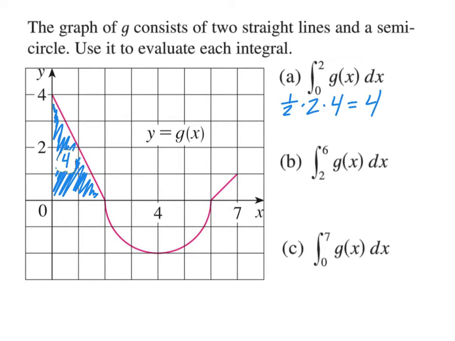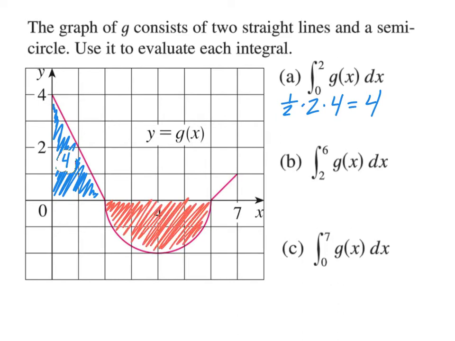All right, so then we go on to part B, where we're finding the integral from 2 to 6. So I'm starting here at 2, and going up to 6. Notice this includes our semicircle, and just a semicircle. So I need to find what this whole area down here is.